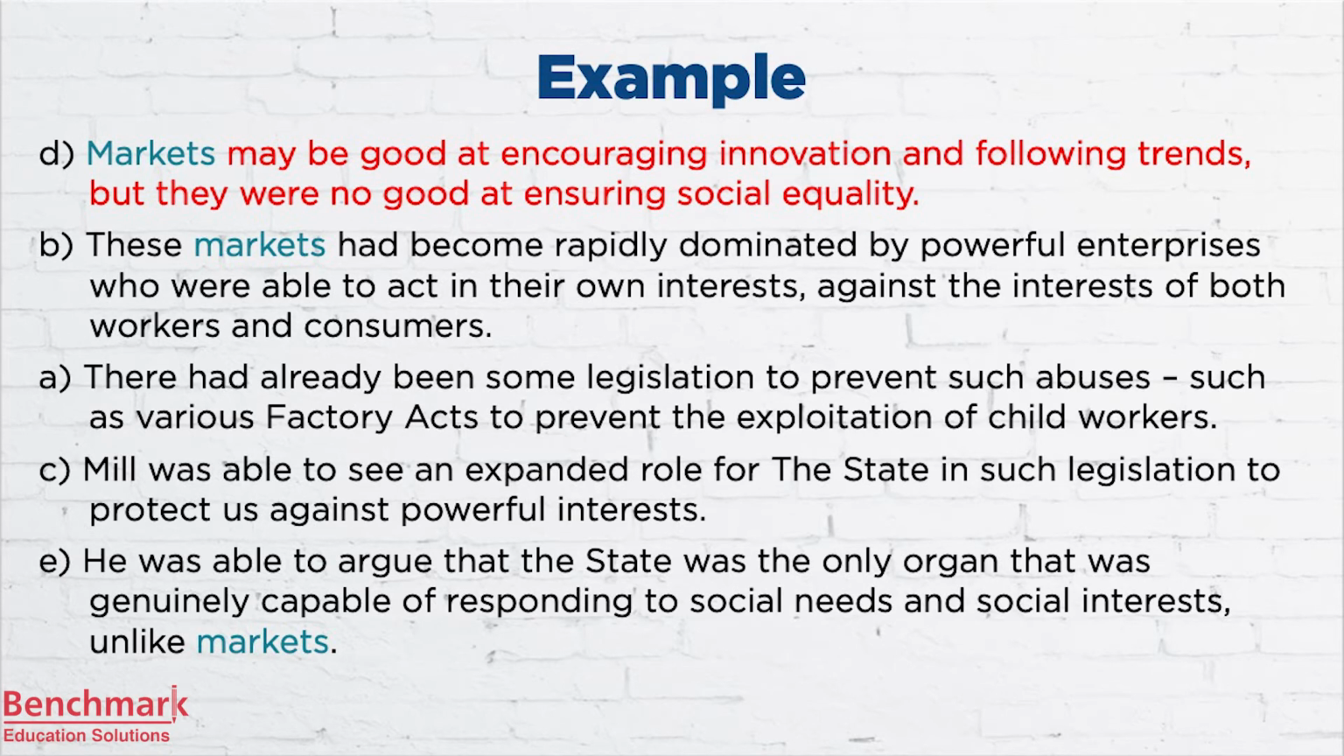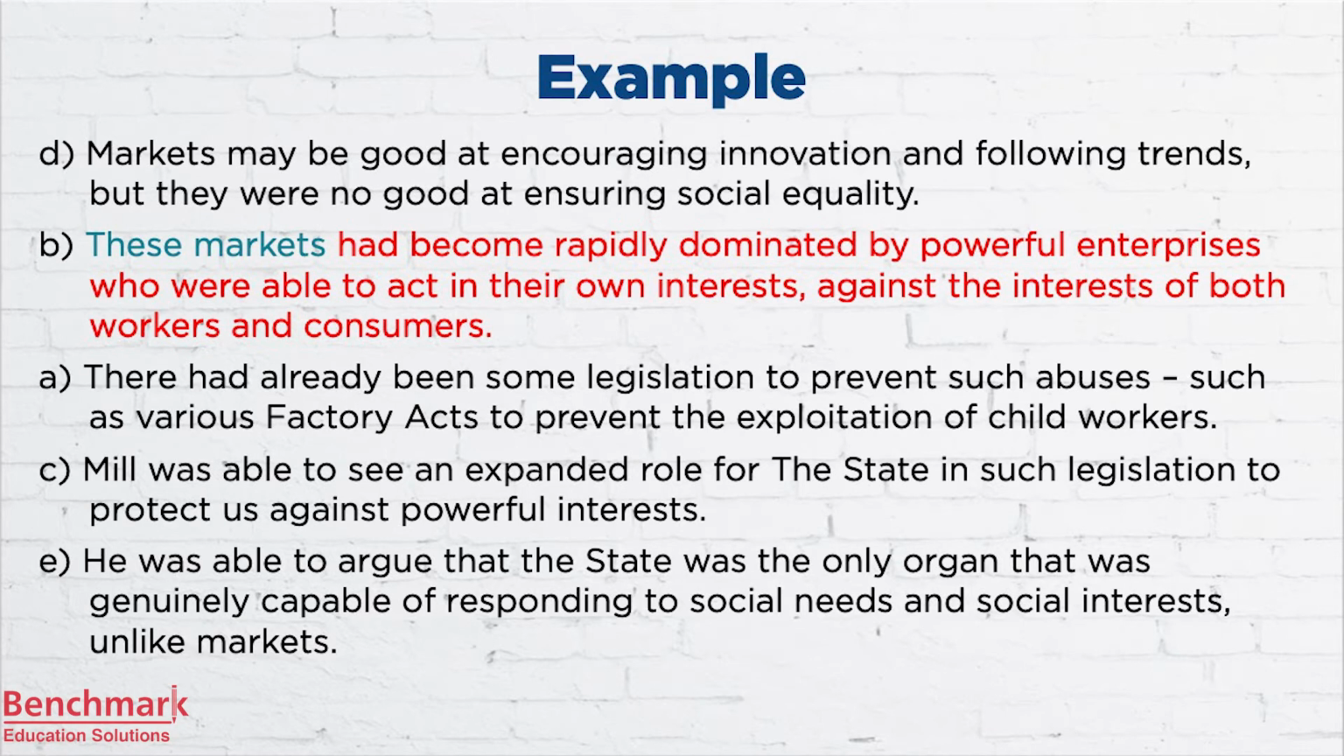It introduces the paragraph. The second sentence, these markets had become rapidly dominated by powerful enterprises who were able to act in their own interests against the interests of both workers and consumers. This is the second sentence because it starts with these markets. What does that mean? Well, the fact that these is used means that it references the markets that were already discussed. They were mentioned in the first sentence, so it makes perfect sense.